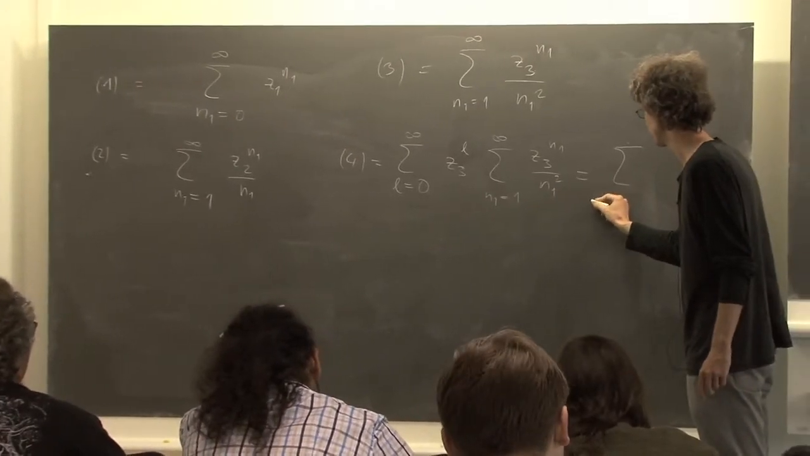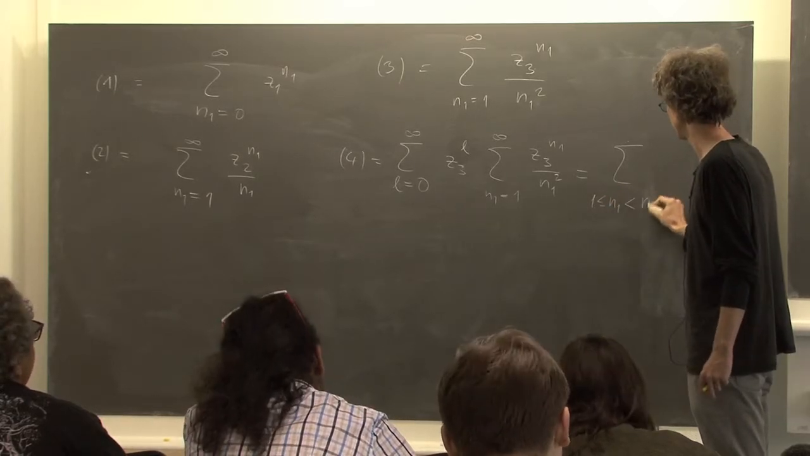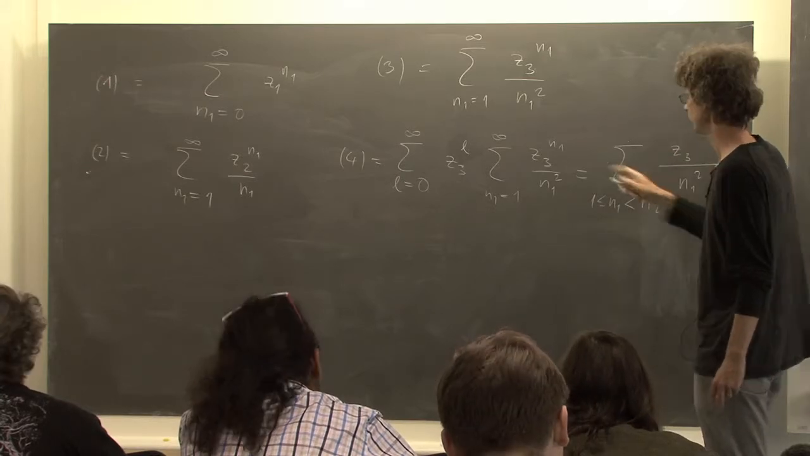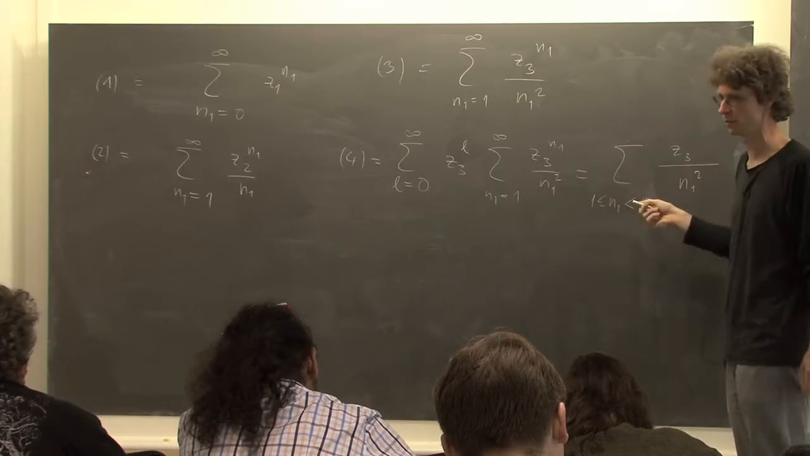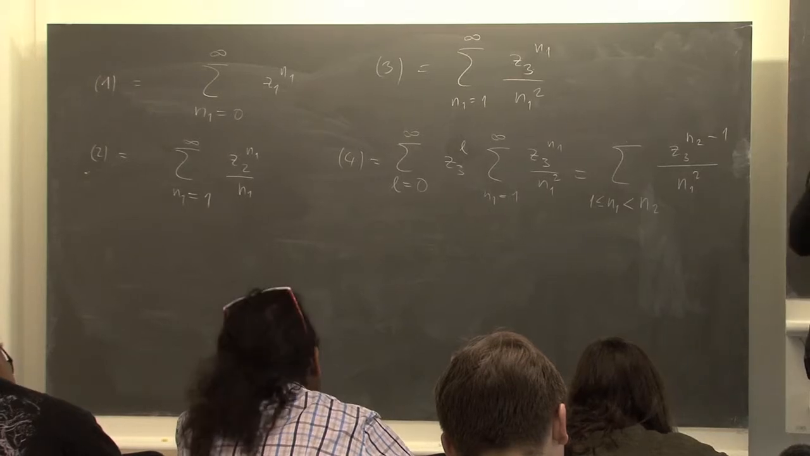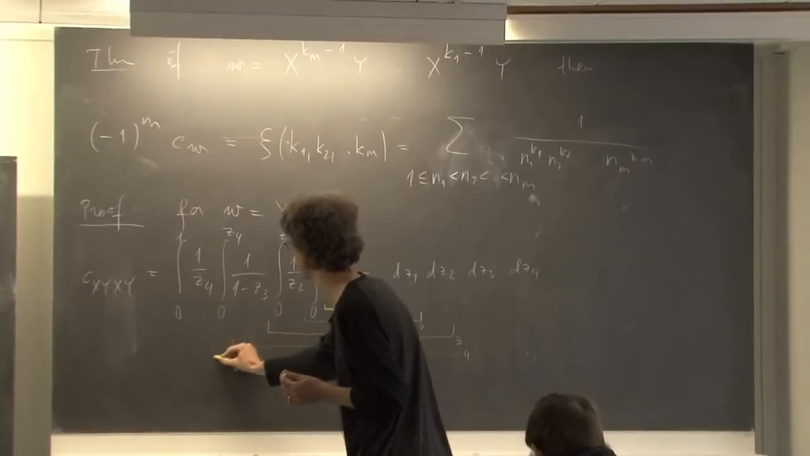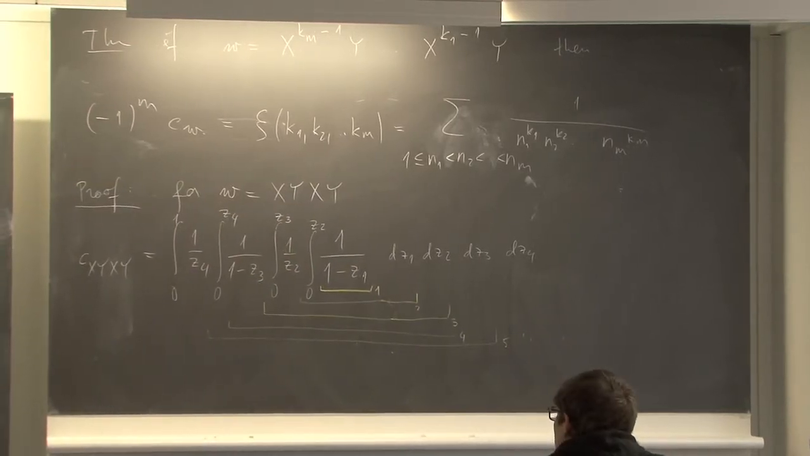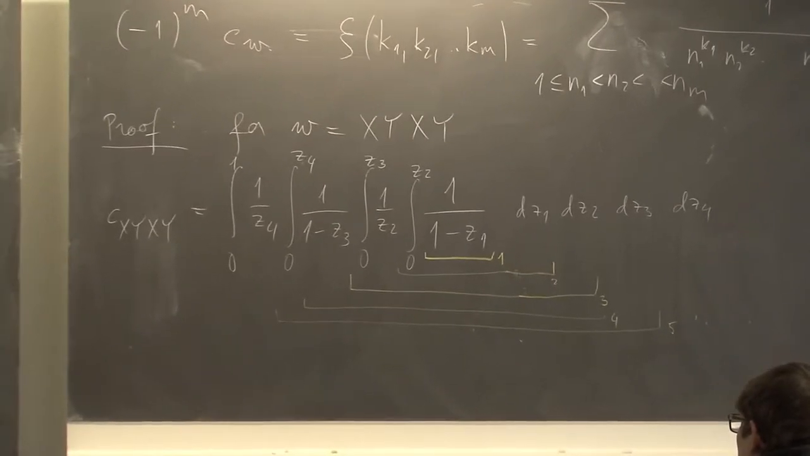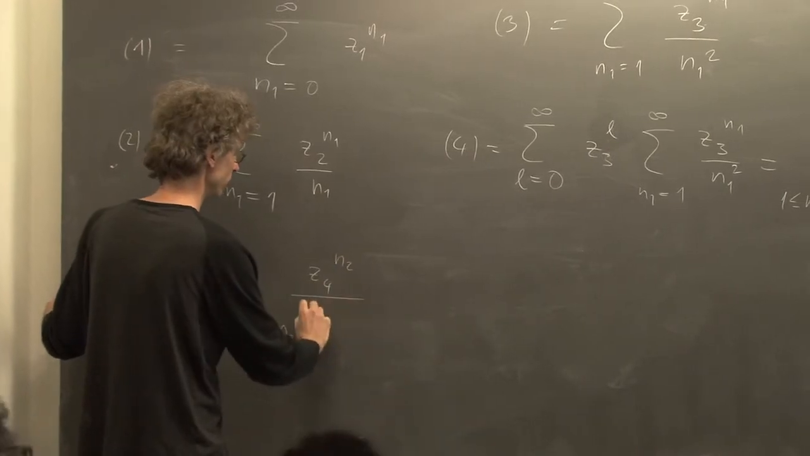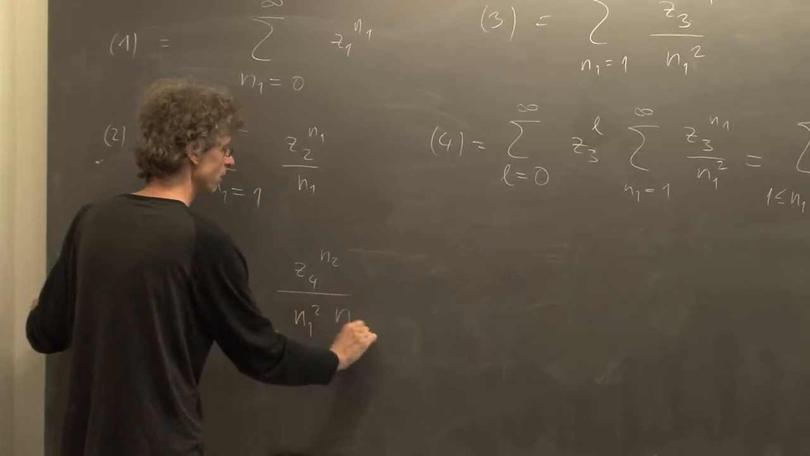So what happens now? I can write it as the sum over n1 strictly less than n2, of 1 over n1 squared, and there is going to be z3. I'll just add these things up. But since this is strictly greater, then this is going to be more like n2 minus 1. But I really want to have this minus 1 because it's going to be integrated in the next step. So together with this integral, 5 is just the integral of that thing up to z4. So there's going to be the sum over 1 less than or equal to n1 less than n2 of z4 to the power n2 over n2, or this way, n1 squared n2.